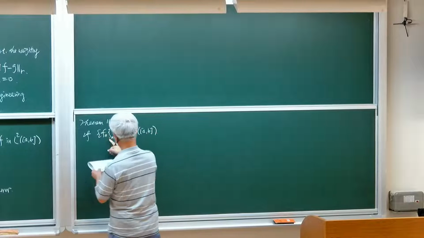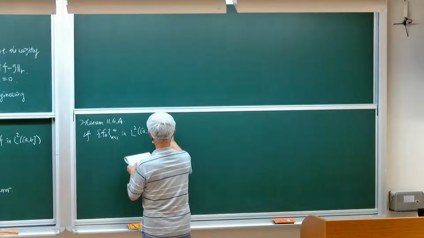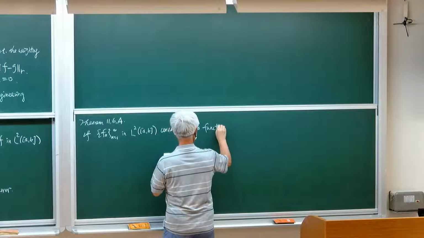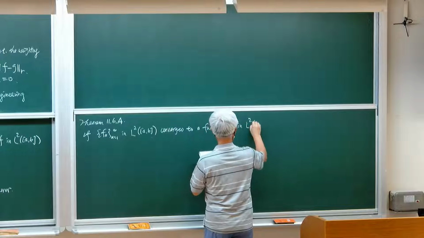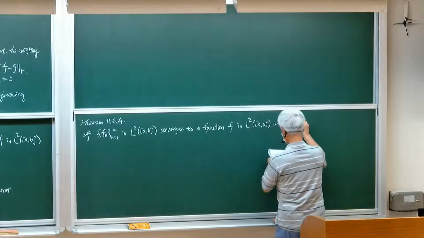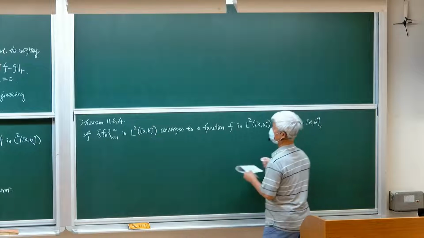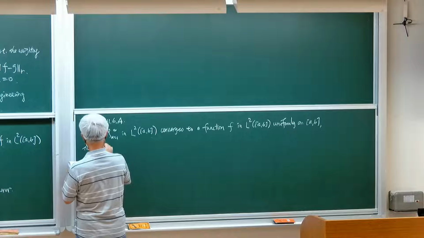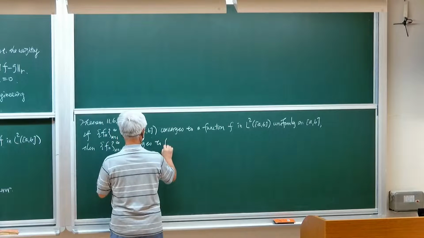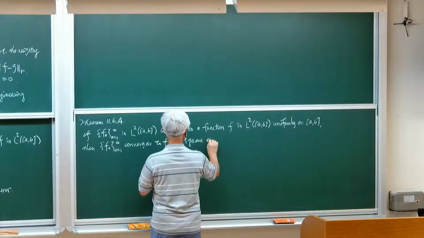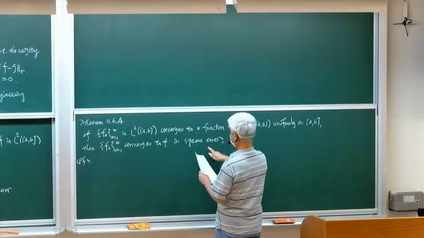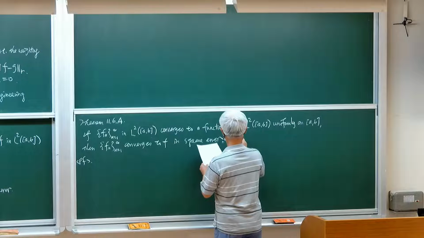So if such a sequence in L2 converges to a function f in L2 uniformly on AB, then this sequence converges to f in square error. Okay, so let's see a proof here. Oh, okay, I have to specify with respect to a weighting function.